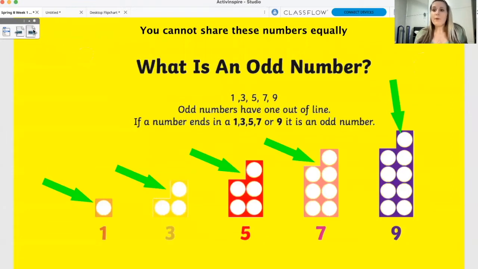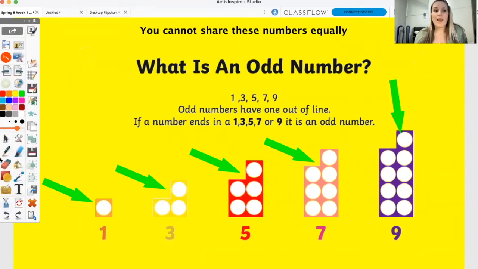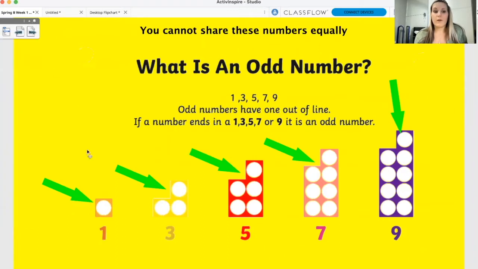So before we start, let's recap odd and even numbers. An odd number isn't divisible by 2. You cannot share an odd number with 2 people. There's always something left over. For 1, you can't share one thing between 2 people. For 3, you could go 1 for me, 1 for you, then you have 1 left over. For 5, 1 for me, 1 for you, 1 for me, 1 for you, and 1 left over. Those are our odd numbers: 1, 3, 5, 7, and 9.